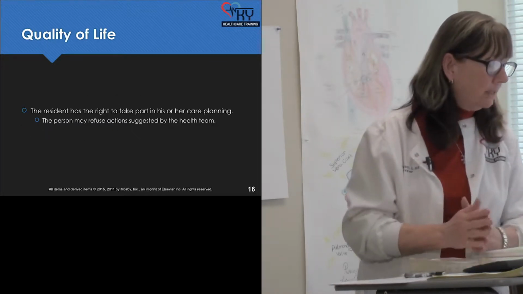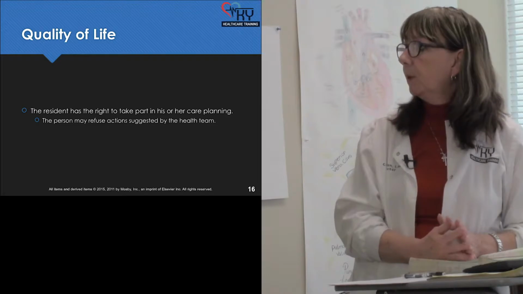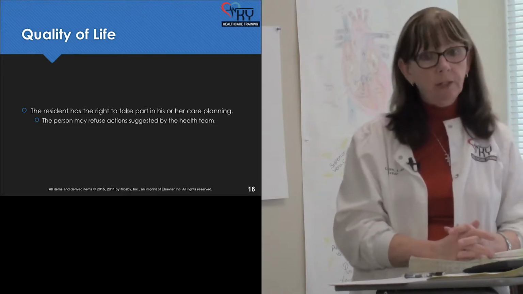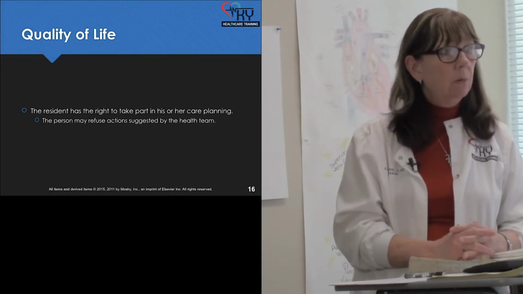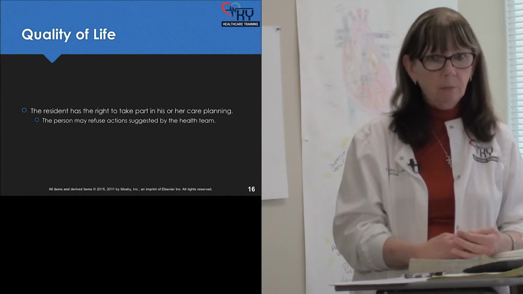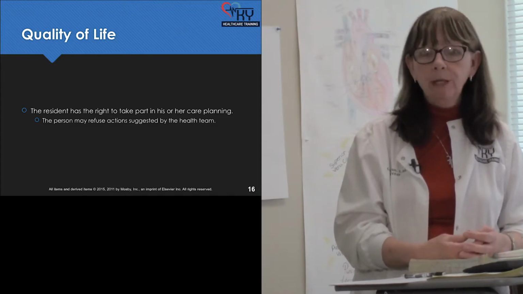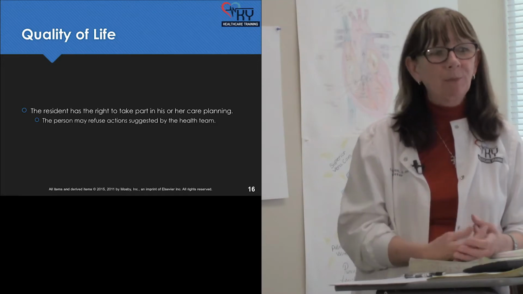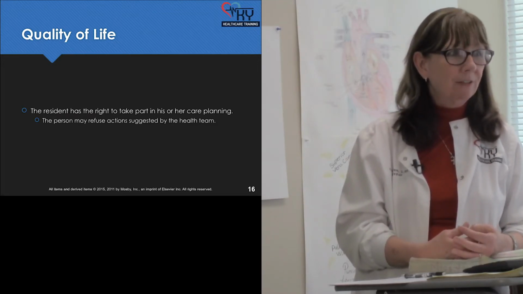The resident has a right to take part in their care planning. The person might refuse actions suggested by the health team, and they have a right to do that. So maybe they don't want to get up at 6 o'clock in the morning. Let's make them happy. Let them get up at 8. So if they don't agree with the plan of care, then everybody works together to make it favorable.